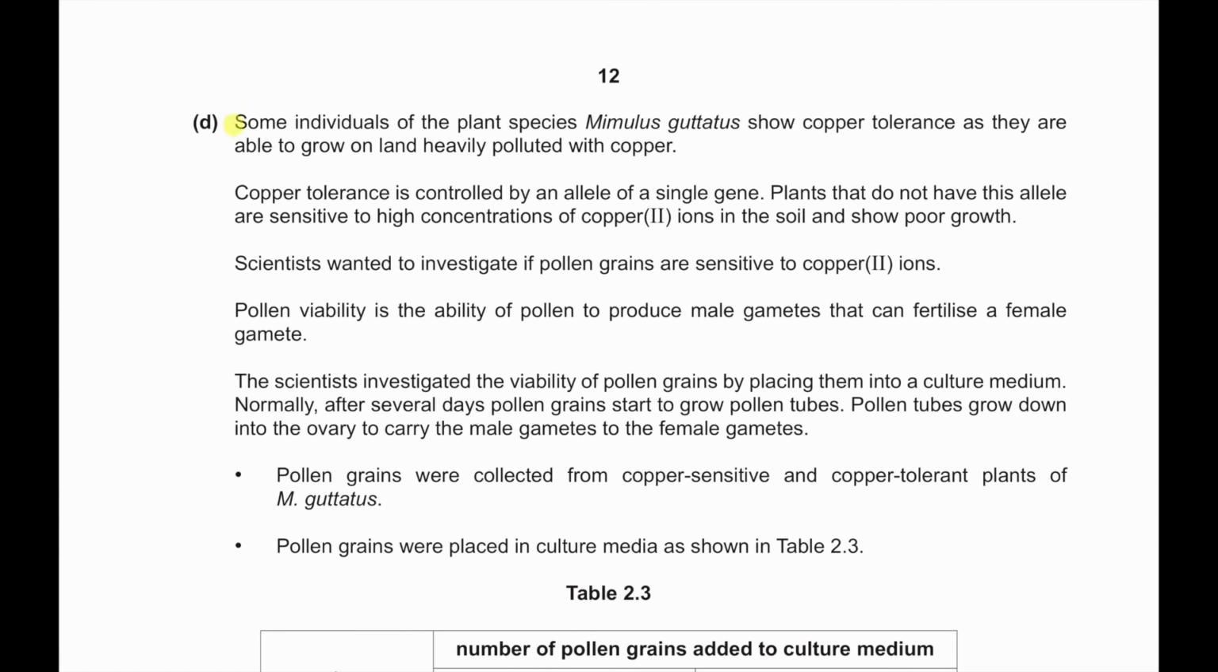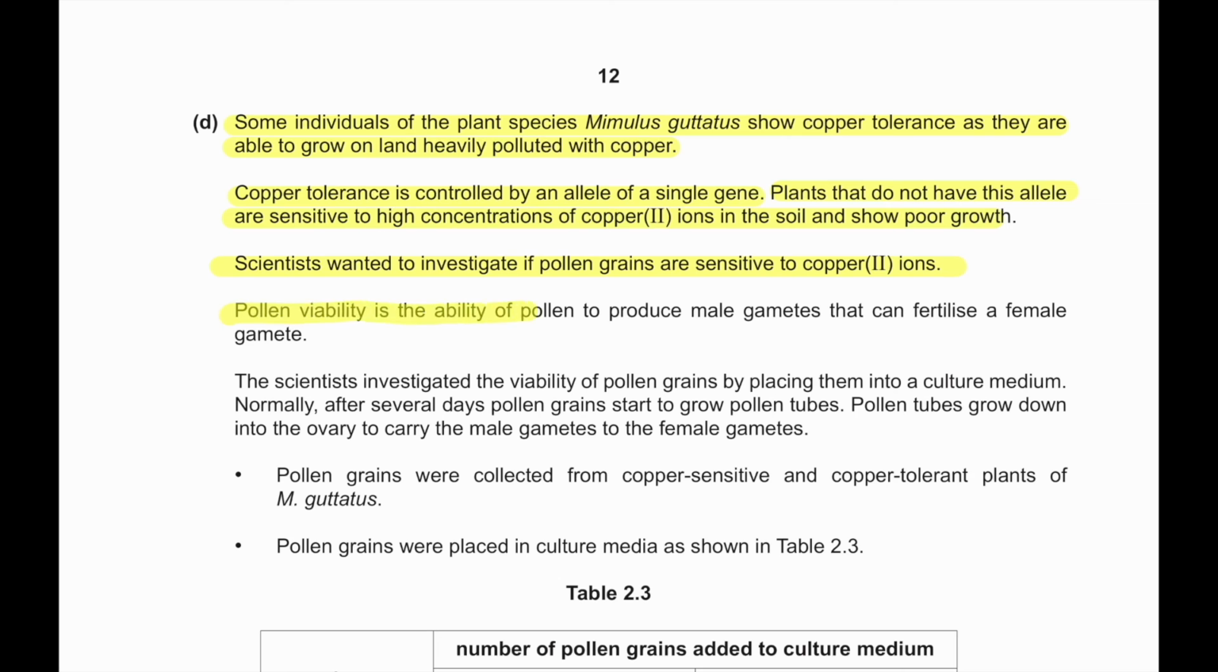Part D. Some individuals of the plant species Mimulus guttatus show copper tolerance as they are able to grow on land heavily polluted with copper. Copper tolerance is controlled by an allele of a single gene. Plants that do not have this allele are sensitive to high concentrations of copper 2 ions in the soil and show poor growth. Scientists wanted to investigate if pollen grains are sensitive to copper 2 ions.